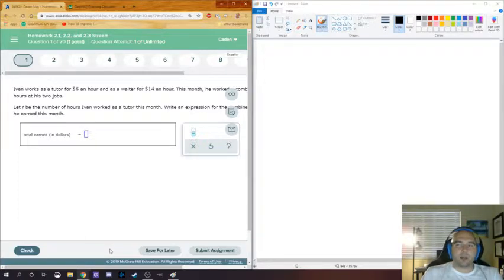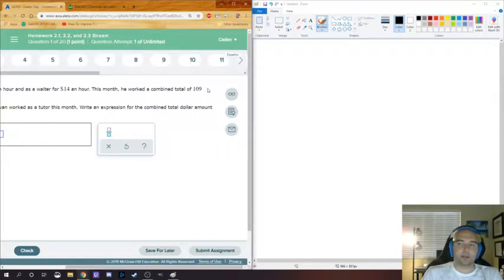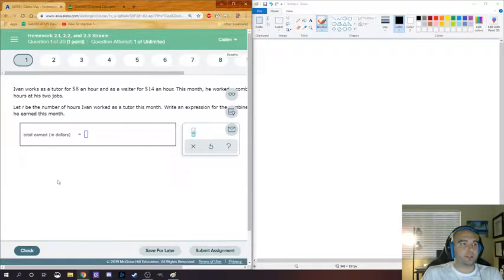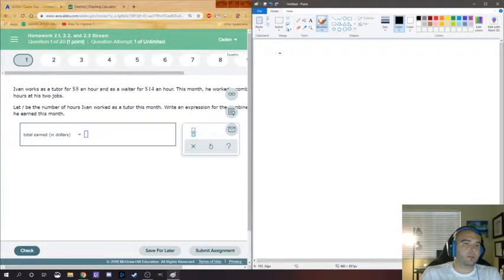So there's a couple things going on here. First, he works two jobs. He gets $8 an hour at one and $14 at the other. It told me how much he worked total, 109, but it did not tell me how much he worked at any particular job. It just says that T should be the number of hours he worked at tutoring. So here's what I'm going to do. I'm going to go over to my board here, and I'm going to write 8T.